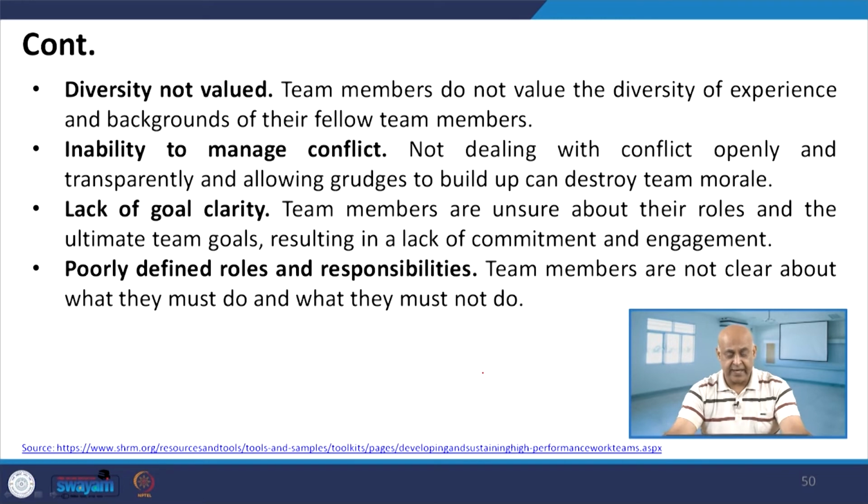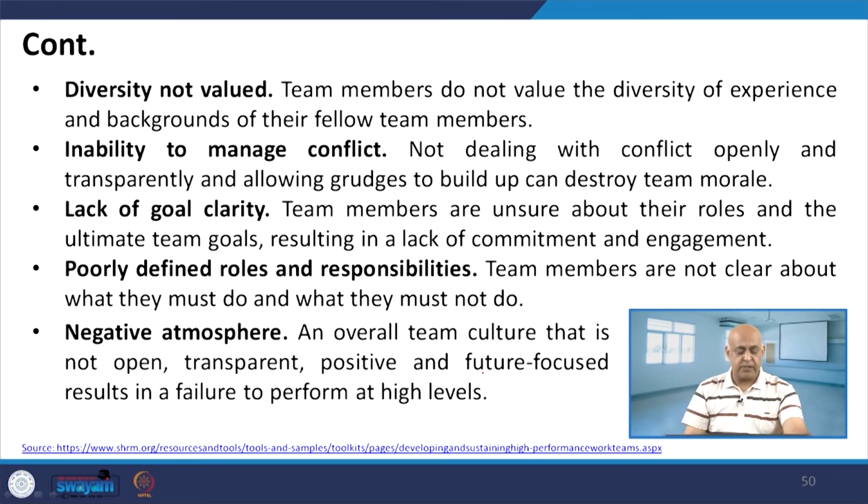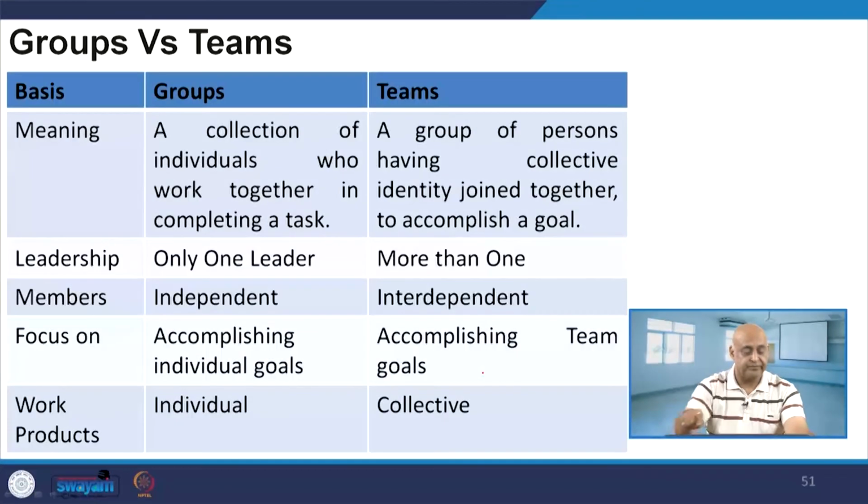So in that case there will be a lack of commitment and engagement, and poorly defined roles and responsibilities. As I mentioned, there is nothing clear-cut. Negative atmosphere is there. An overall team culture that is not open, transparent, positive and future-focused results in a failure to perform at high levels.